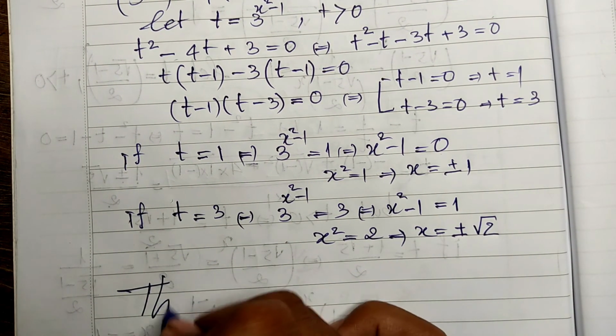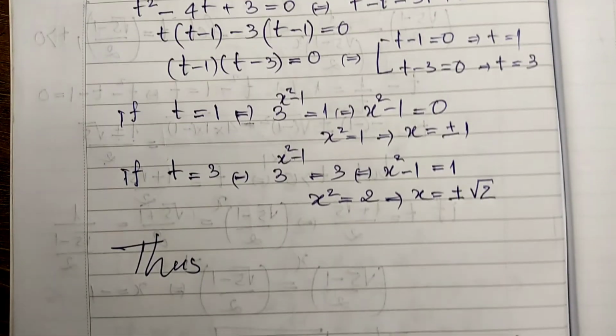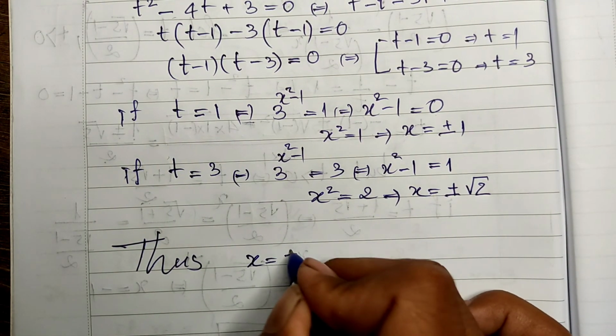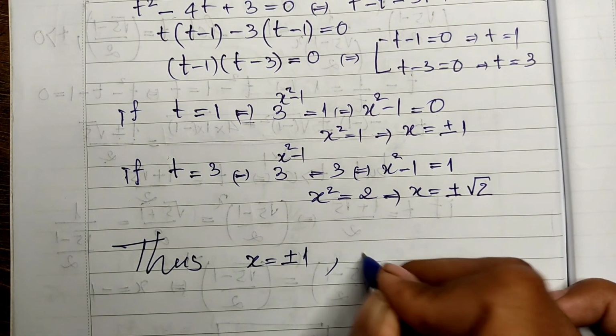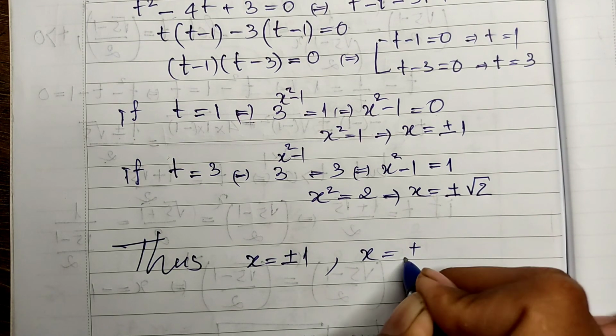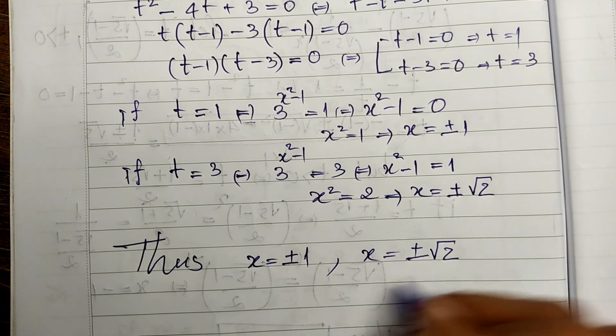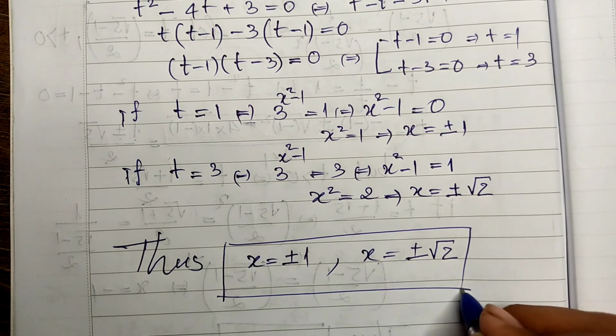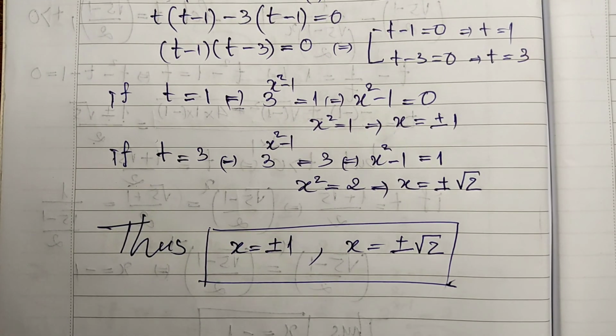Okay, now we get the values of x. We get x is equal to plus or minus 1 and x is equal to plus or minus square root 2 as our solution.